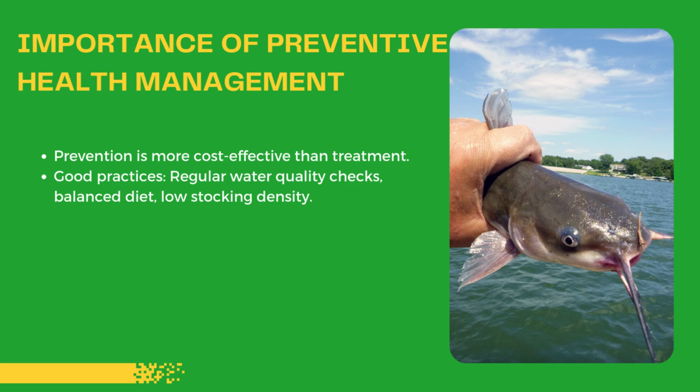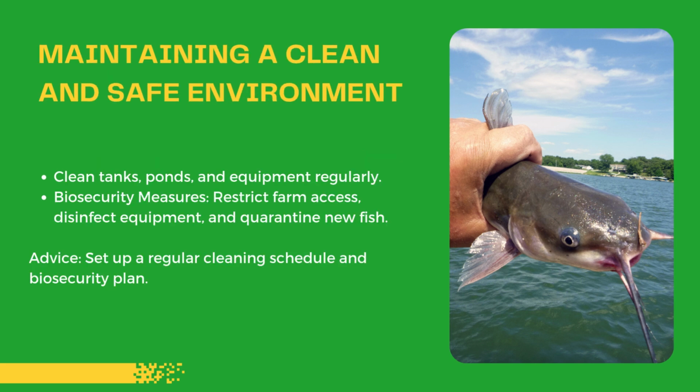What is the importance of preventive health management? Prevention is better than treatment. Good practices will help you: checking your water, balancing their diet, and reducing your stocking density so that they have enough space. Another thing you need to note is that keeping your tank clean helps you. Keeping your equipment clean helps you. Keeping up with your biosecurity measures. Restrict access to your farm except for excursions. And if they come on excursion, they have to follow all biosecurity measures. Disinfect every equipment and quarantine every new fish.